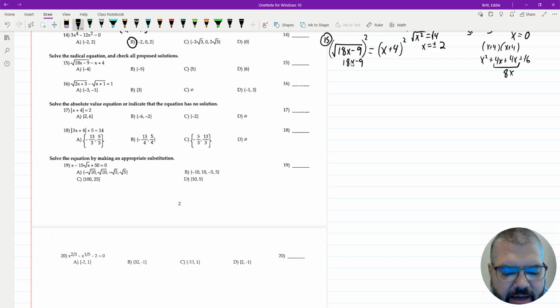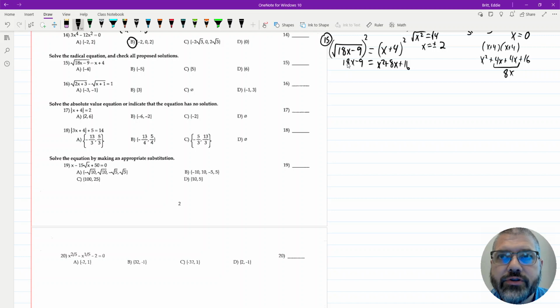All right, so I have 18x minus 9 equals, I squared the right side, so I foil that out. I get x squared plus 8x plus 16. All right, so if you look at this entire equation, now you can see I have a quadratic. My highest power is x squared, and I have x to the first here and here.